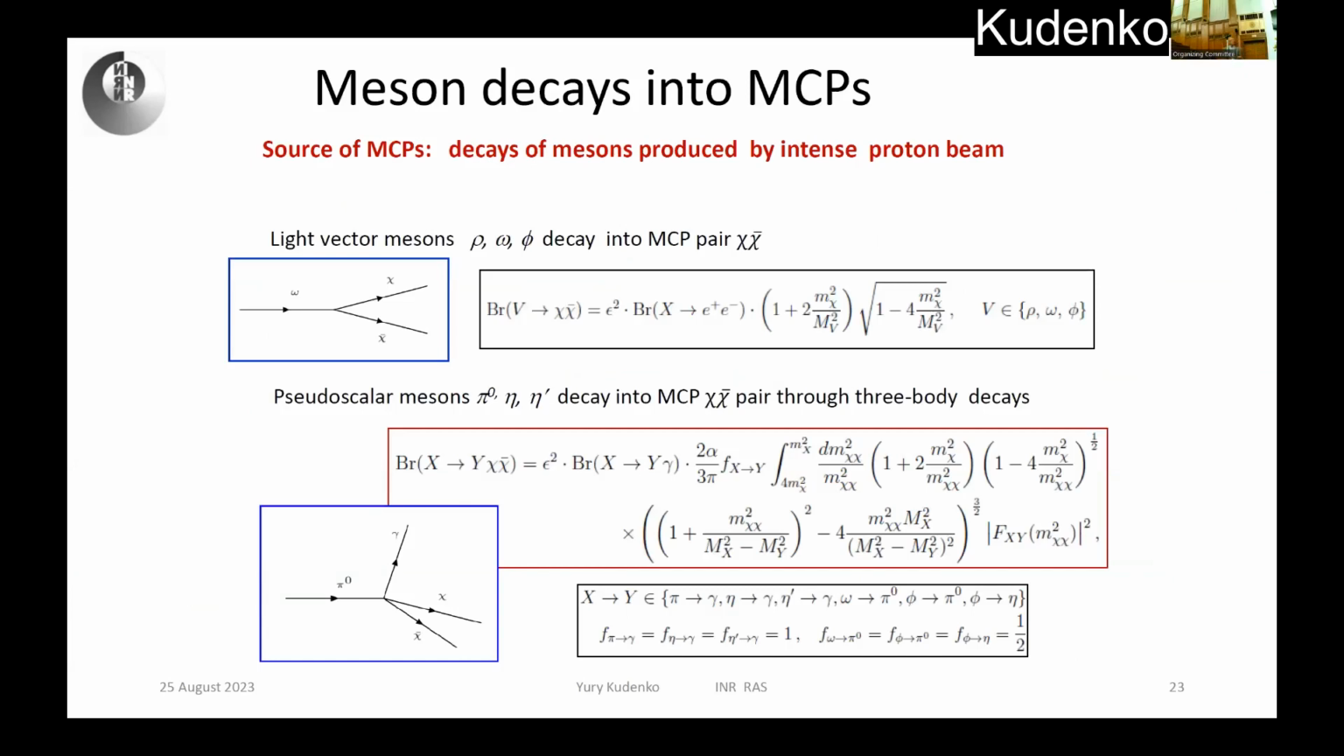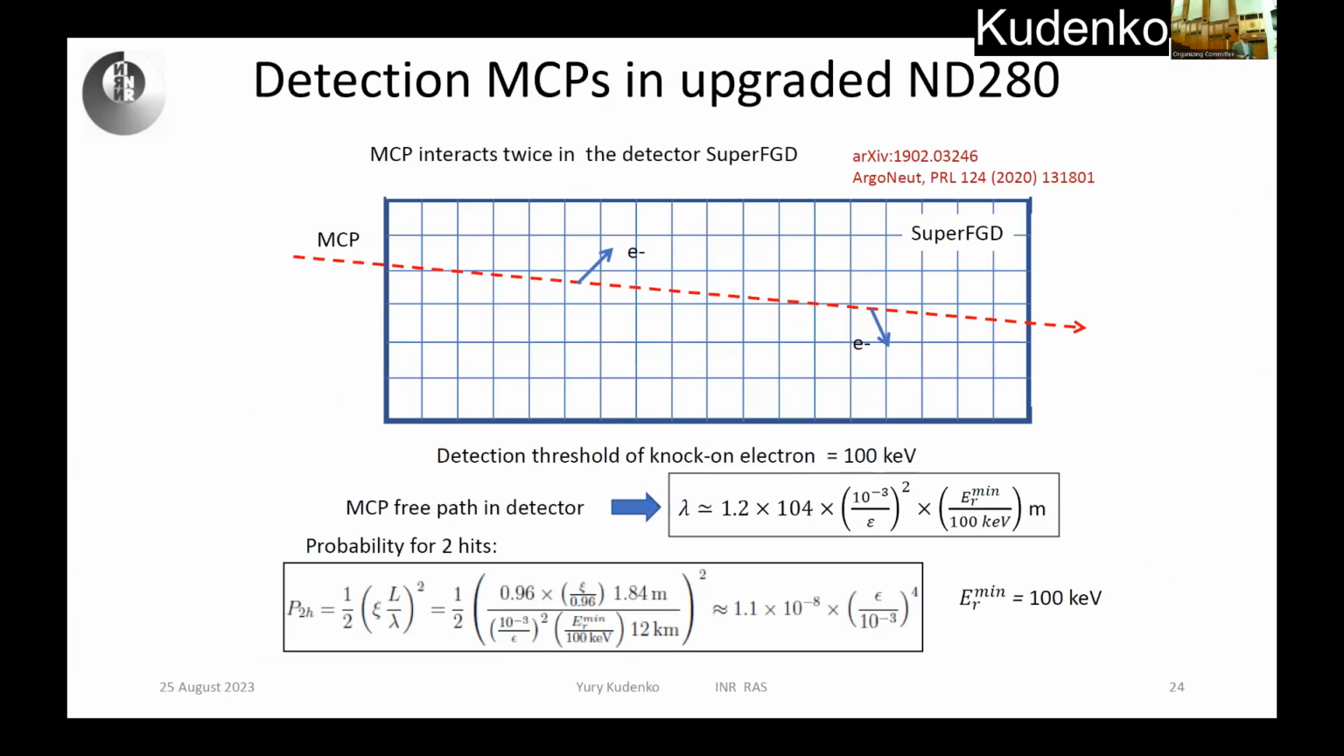And then milli-charged particles. They can be produced from rho and omega decays, like this, or using the decays of pi 0 and eta prime, and the branching is shown here. So two different mechanisms. And the idea is to use, again, a segmented detector. This approach is already used in the argon detector. After the upgrade of the near detector of T2K, where there will be a very highly segmented new detector, milli-charged particles can interact twice, at a distance of about 2 meters.